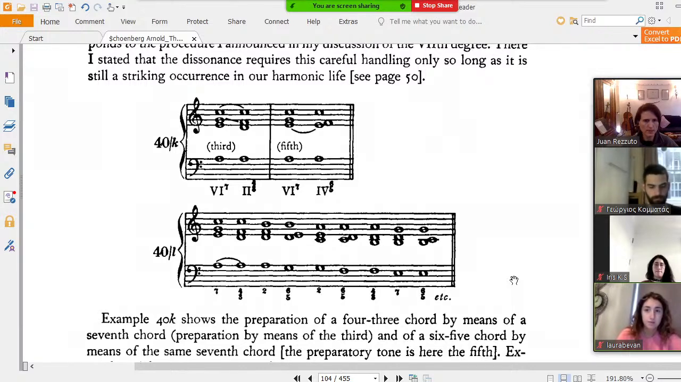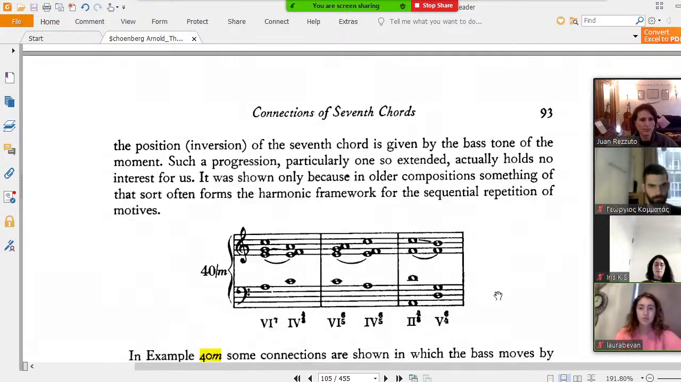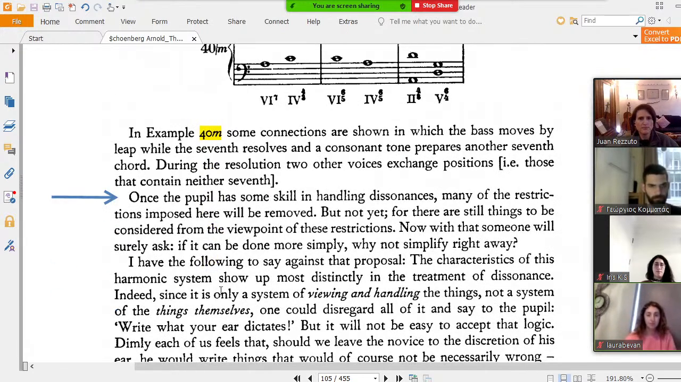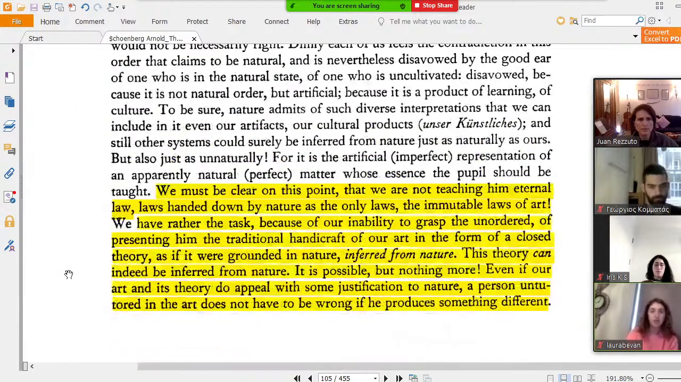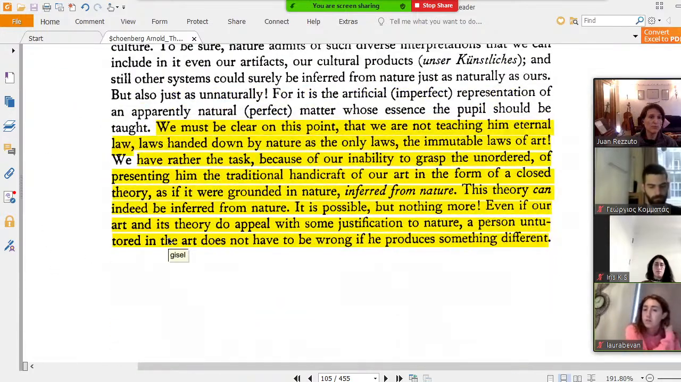How do you do it? Well, you will figure it out. And he does say that later. He says, talking about the rules, and this is the end of the chapter: we must be clear on this point that we are not teaching him eternal laws. Talking about, why not be just free from the very beginning. He just kind of rounds up this idea, from the teacher's perspective, and you as teachers are going to teach this at some point, so it's important.